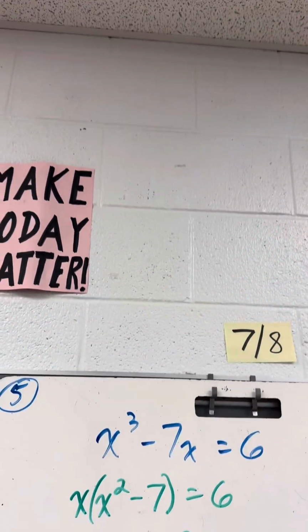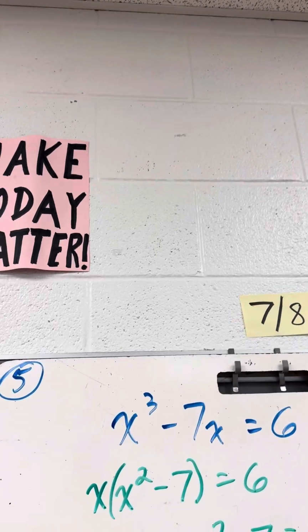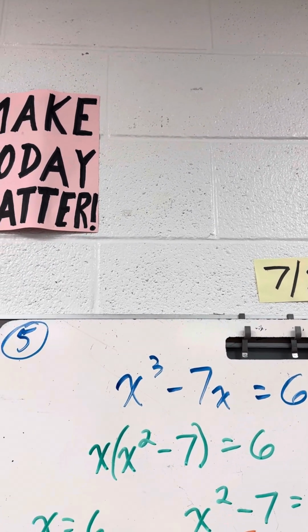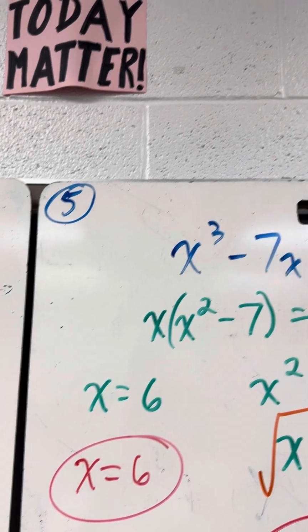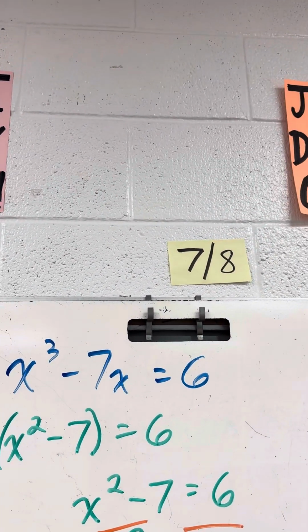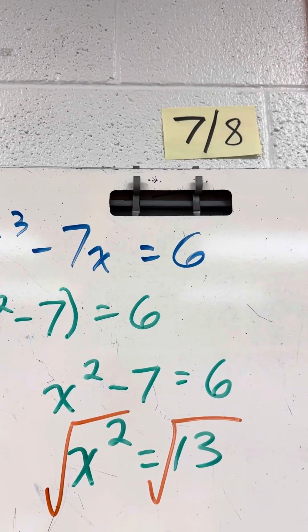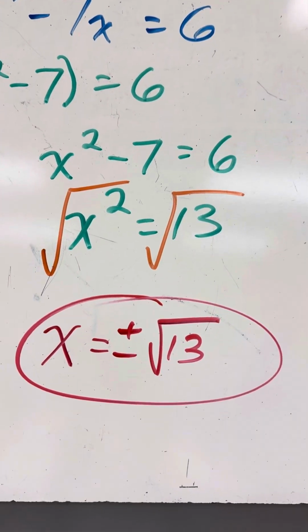Over here, x to the third minus 7x equals 6. I'm going to factor out an x, giving me x times x squared minus 7 equals 6. So x equals 6. All right, x equals 6. And x squared minus 7 equals 6. I add 7, I get 13. I take the square root, I get plus or minus square root of 13.